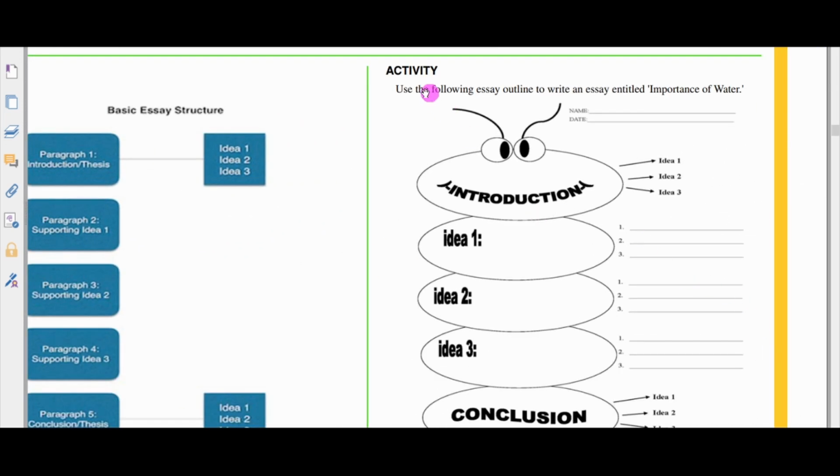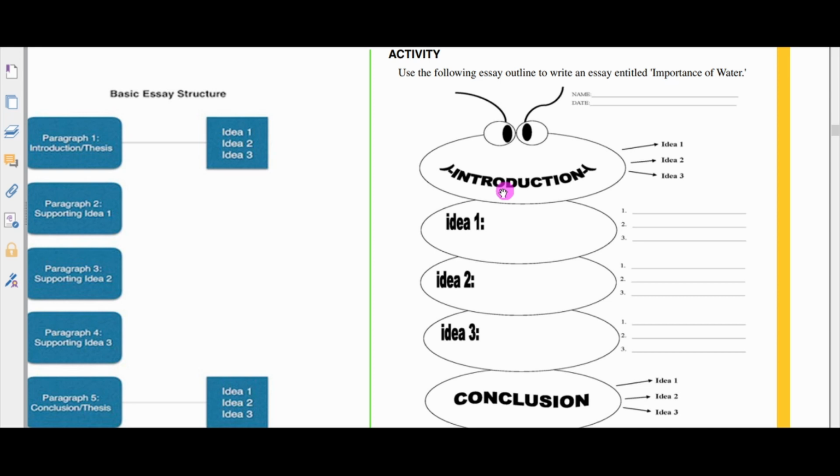Let's look at another way of representing the same basic essay structure, but now we have something that looks like a worm with different segments. So let's go. Use the following essay outline to write an essay entitled The Importance of Water. You put your name and the date and so on. So introduction, idea 1, idea 2, idea 3.